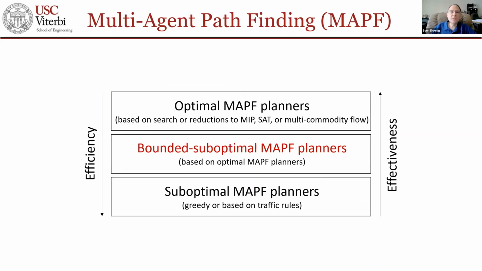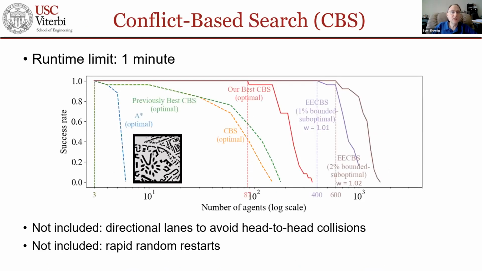Now, what if we relax the guarantee that we want to give and we go from finding a plan with minimal flow time to finding a plan whose flow time is a user-provided constant factor away from optimal? That should allow us to scale even more, and that's the case. So you can see this here. Now, of course, you have a trade-off. You can say how suboptimal you want to be at most. If you want to be at most 1% suboptimal, then you get this violet curve here. You scale to about 400 agents. If it's okay to be at most 2% suboptimal, then you get the brown curve here. You scale to about 600 agents. So now we are getting to where we need to be for Amazon.